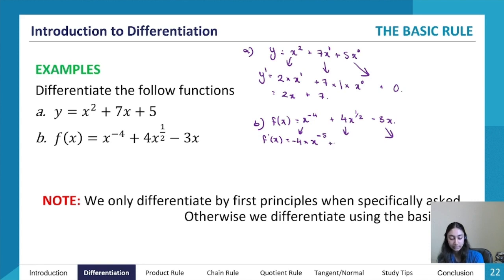Okay, plus my coefficient of 4 out the front times by my power of a half times x to the 1/2 minus 1, which is minus 1/2. And then we're going to bring the minus 3 times 1 times x to the 0. So it'll be minus 4x to the minus 5 plus 1/2 on 2. Well, sorry, 4 on 2, which will be 2x to the negative 1/2 minus 3. And that is my final answer. Okay, hopefully this process made a little bit more sense now that we've gone through a couple of questions.